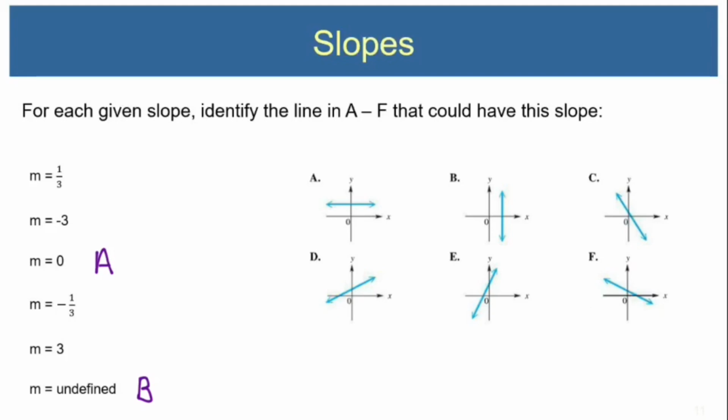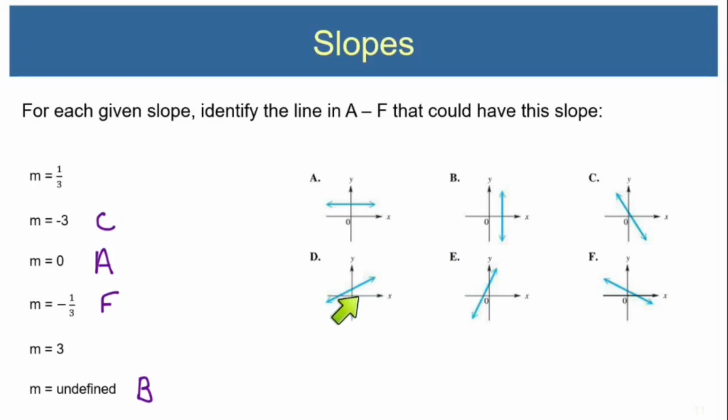So I'm going to look over here for my negative slopes, and my choices are a slope of negative 3 and a slope of negative 1/3. Since C is the steeper line and it's got a negative slope, I'm going to say that m equals negative 3 matches graph C, and m equals negative 1/3 matches graph F. And that leaves us with choice D and choice E.